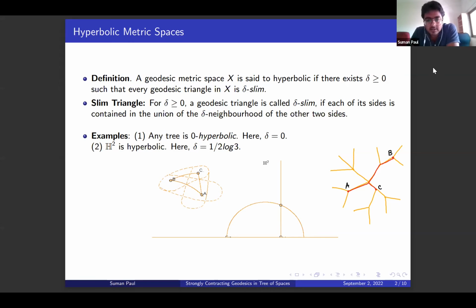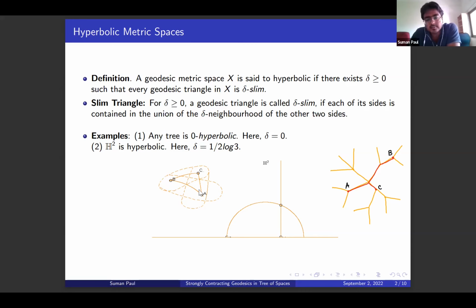So what do I mean by delta slim triangle? This is the definition of slim triangle. A geodesic triangle is called delta slim if each of its sides is contained in the union of the delta neighborhood of the other two sides. So for example, take this triangle ABC. We take the delta neighborhood of AC and BC, then the third side will be contained in that. And this is true for all other sides also.